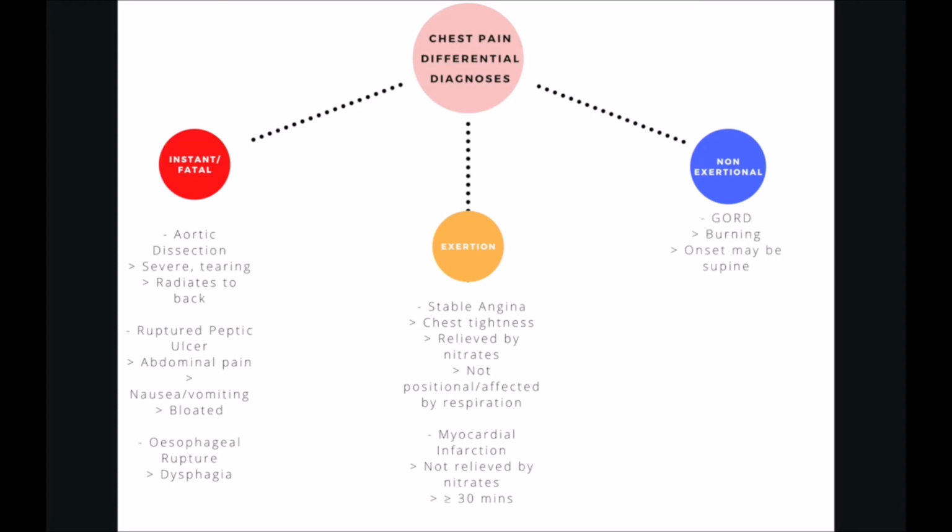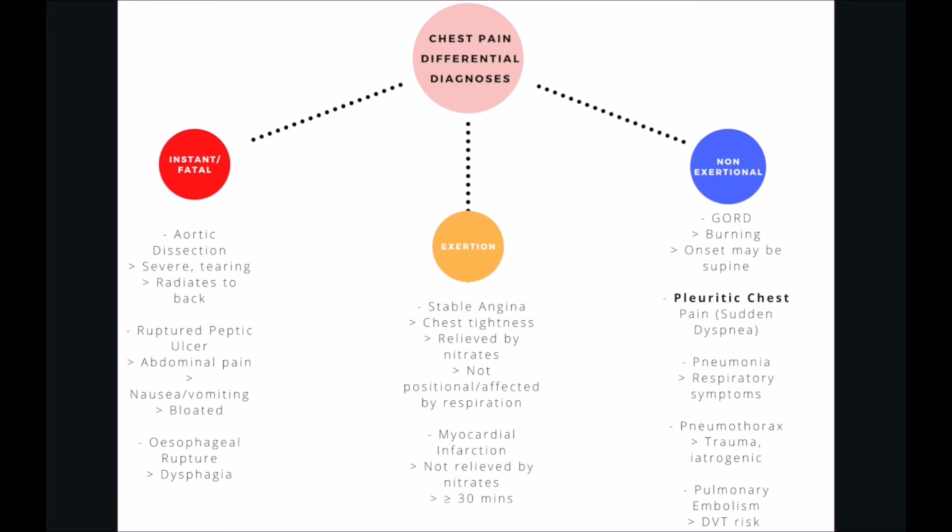Finally, chest pain could also happen gradually at rest. If it is a retrosternal burning pain, sometimes precipitated by lying down, the likely diagnosis is GORD. There is a more specific type of non-exertional chest pain called pleuritic chest pain, and this is when it hurts more to breathe in and can be associated with sudden shortness of breath or dyspnea.